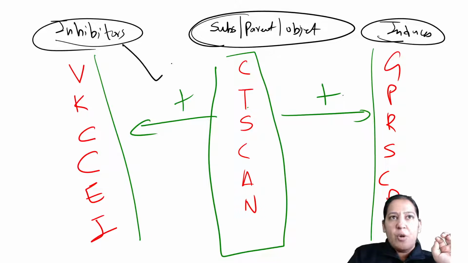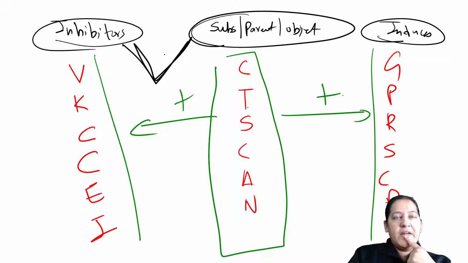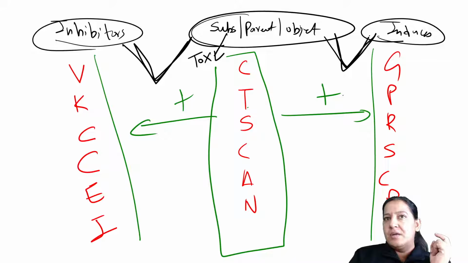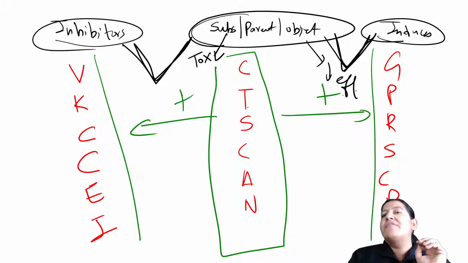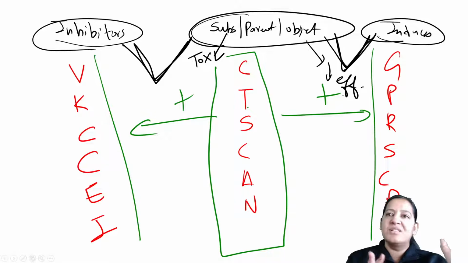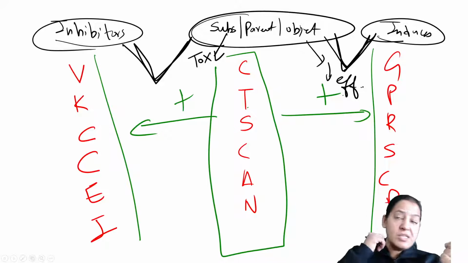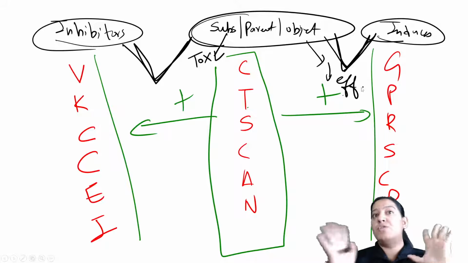If you are giving the combination with an inhibitor, then toxicity of the substrate drug will happen. And if you are giving this combination with an inducer, then reduced efficacy will be the end result: reduced efficacy, reduced intensity, reduced duration of the drug. So toxicity and reduced efficacy are opposite to each other.